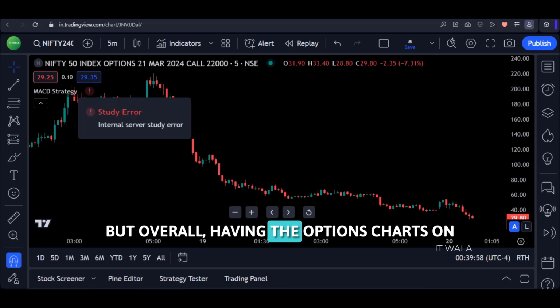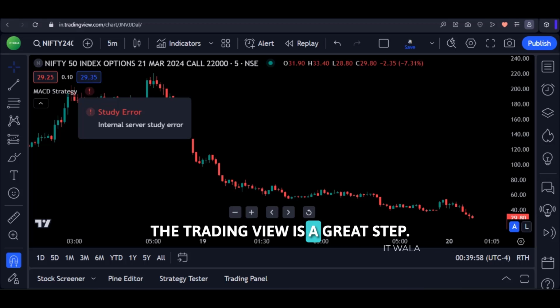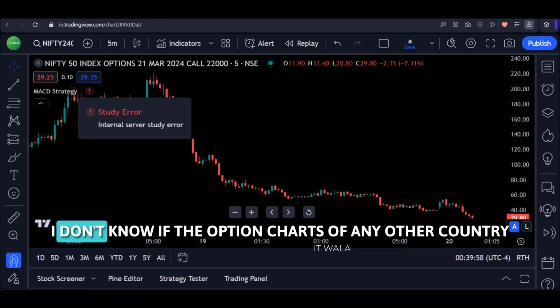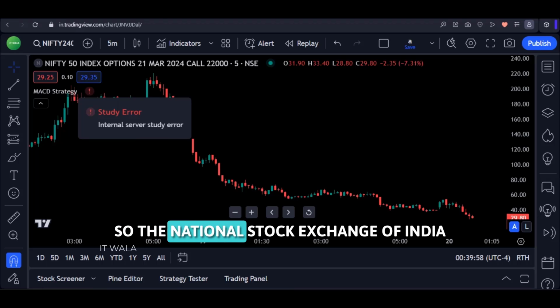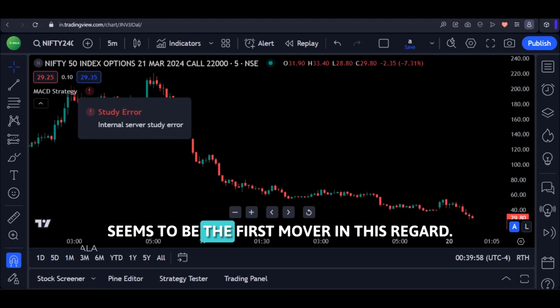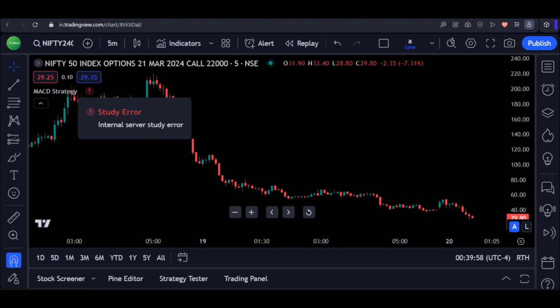But overall, having the options charts on the TradingView is a great step. I don't know if the option charts of any other country and any other exchange are available yet. So the National Stock Exchange of India seems to be the first mover in this regard. A big thanks to the NSE.